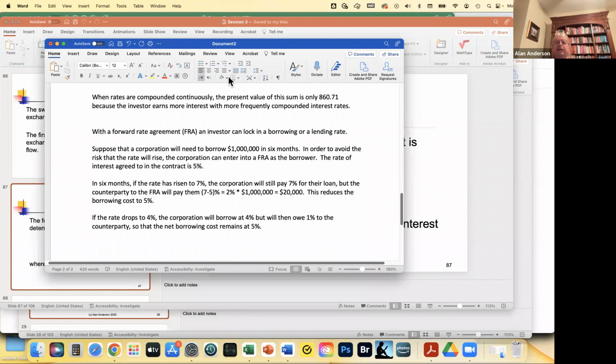All right, then. I think we're going to run into that again in a later chapter because we also find options that are available on interest rates, and we can use those to hedge interest rate risk. All right, let's get back to this.